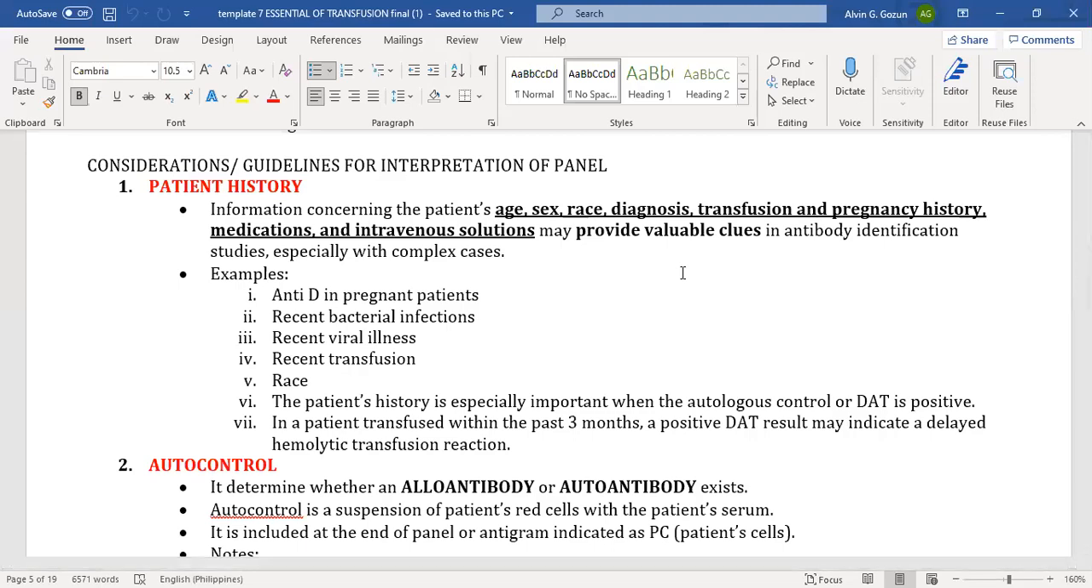Guys, naririnig niyo ba ako na maayos or maingay? Okay naman? Maayos po, okay naman sir. Okay lang, okay, sir.